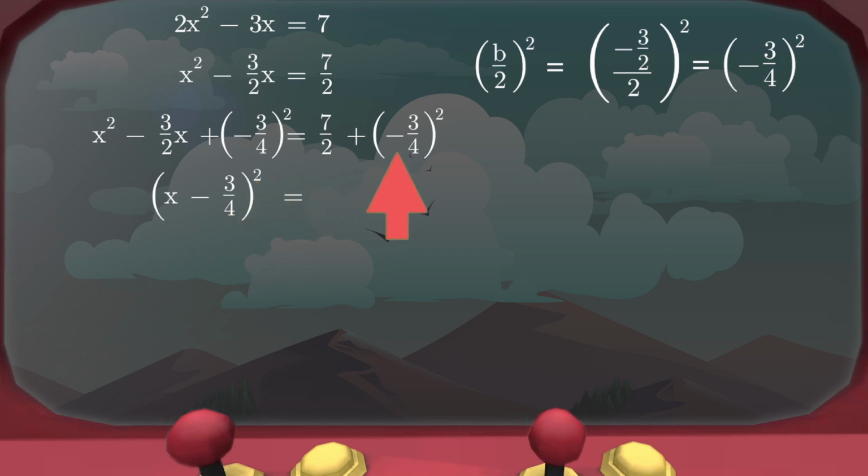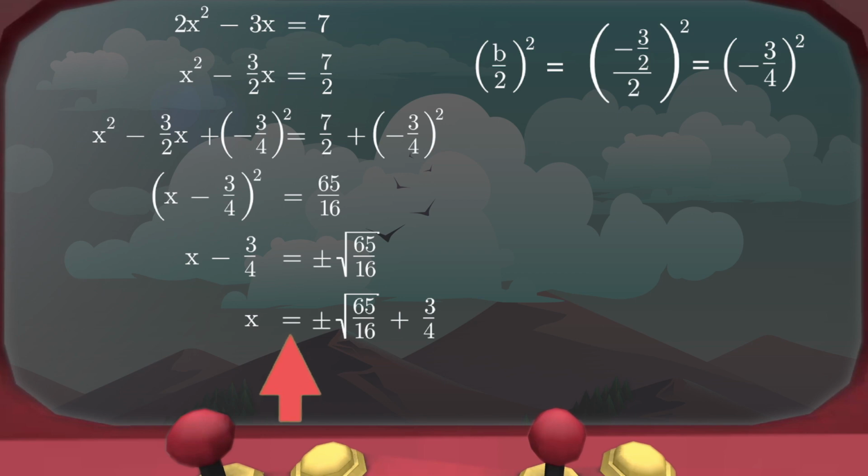And then we do this part on the right side on our calculator, and that is equal to 65 over 16. Now I square root this side and I square root the other side, and I end up with x minus 3 over 4 is equal to plus minus the square root of 65 over 16. Then we take this term to the other side, and we have x is equal to plus minus the square root 65 over 16 plus 3/4.